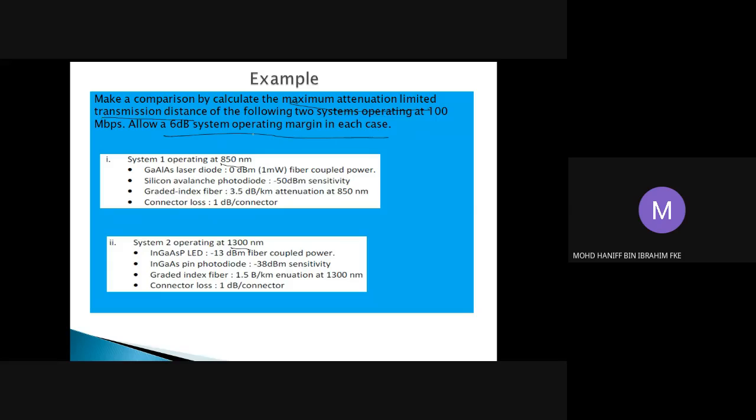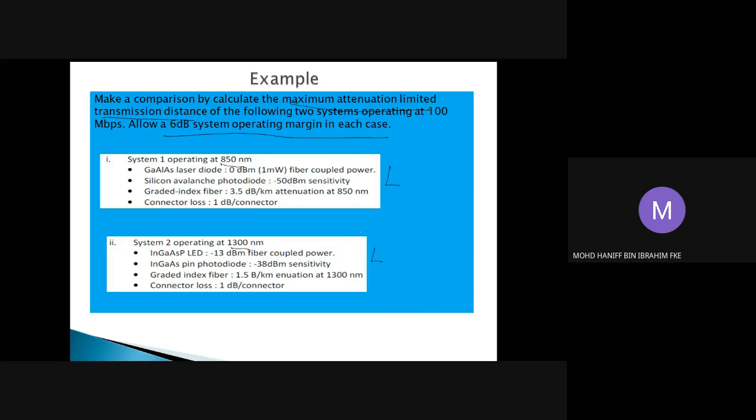So in other words, we need to find out what should be the maximum transmission distance allowed by this system. So we need to use L. We can write L as a distance allowed for both cases. We have L for both cases, right? So we need to find out what should be the L value.